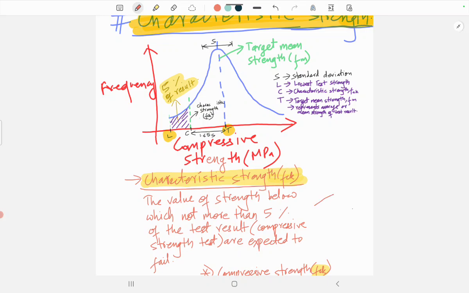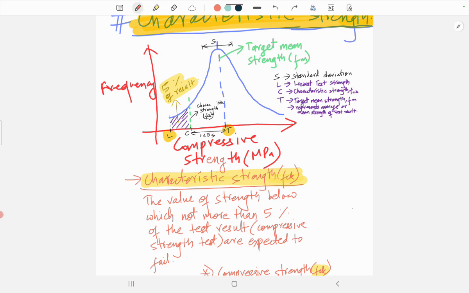It is the value of the strength below which not more than 5% of the test results of the compressive strength test are expected to fail.